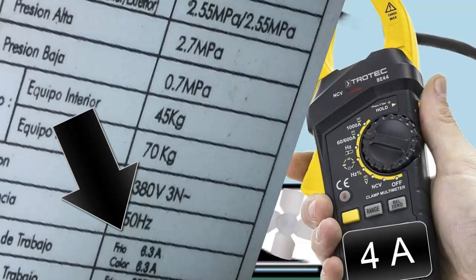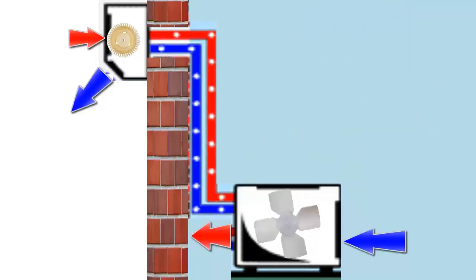7. Clamp ammeter. With the equipment on, measure the electrical consumption of the equipment. A system with a lack of gas consumes less current than normal. Compare it with the RLA value, or the regular consumption of the device.